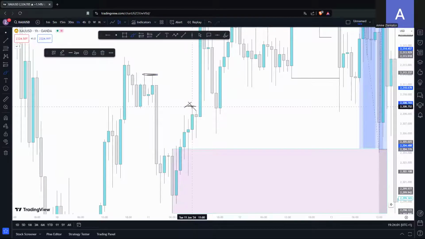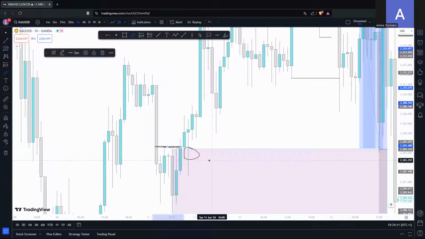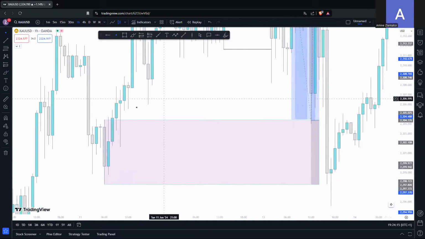This one doesn't count because it's after. Okay, this is the second breakout. Did price ever come back after the second breakout? No, it didn't. So it is fresh. Okay, now it came back after the first breakout. Does that matter? No, it doesn't matter. Okay, it's still valid. So this is still fresh.